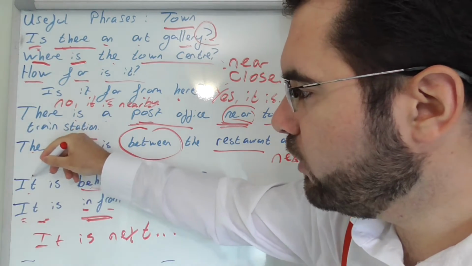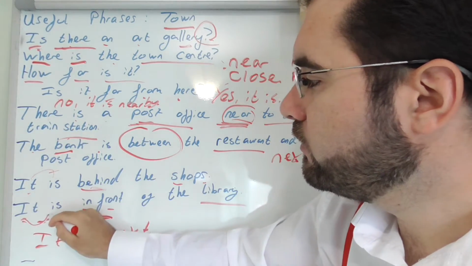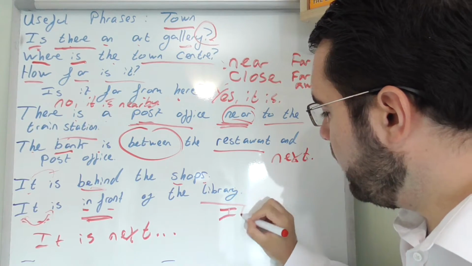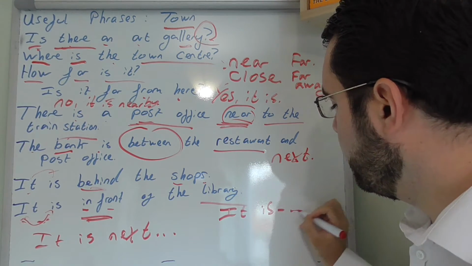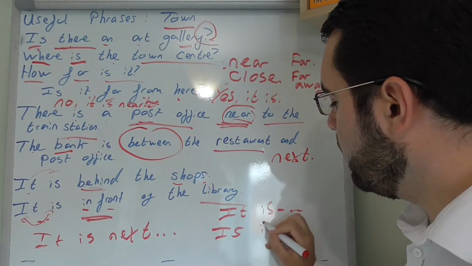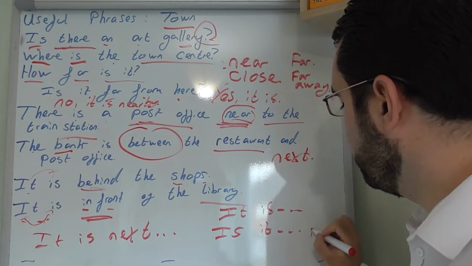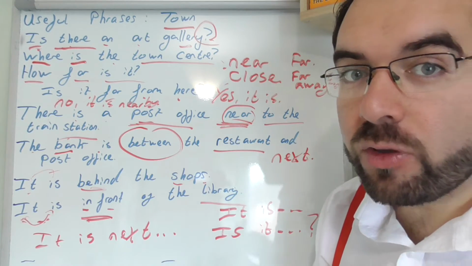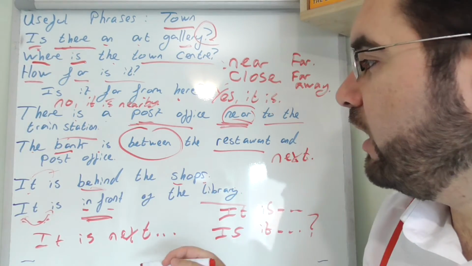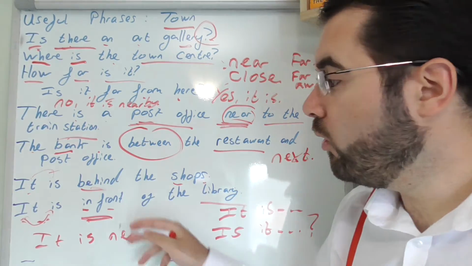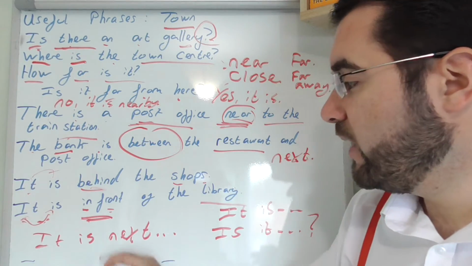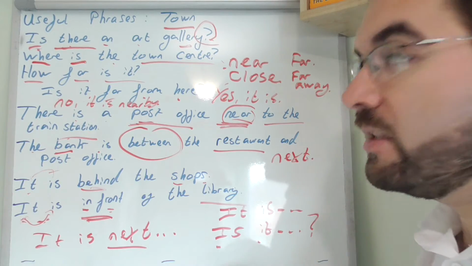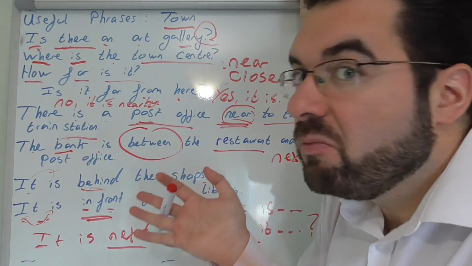But if we swap these words around, we get a question. We go from it is to is it. Is it next to? Is it behind? Is it in front? Is it behind the wall? Is it in front of the camera? Is it next to the door? Is it? Question.